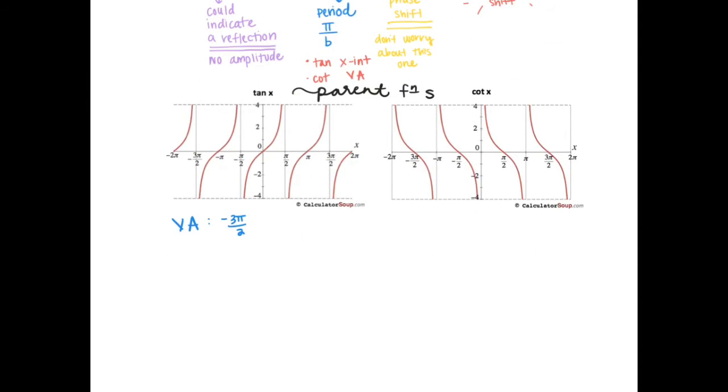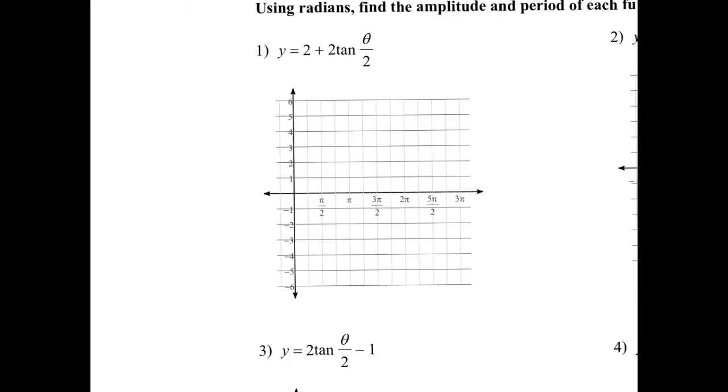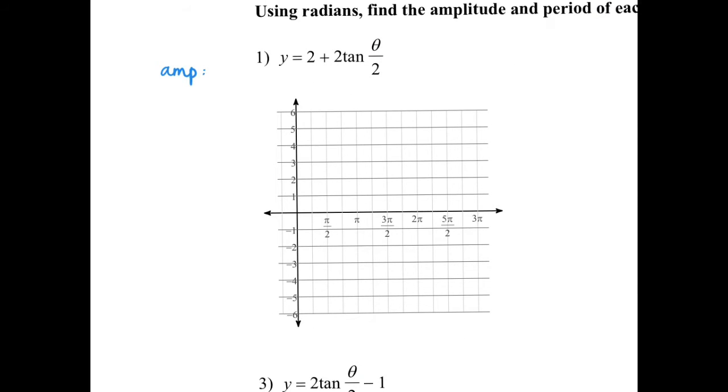Okay, so this would be a really good time to pause so you can take a look at where my vertical asymptotes are and where my x-intercepts are, because those are going to be the big pieces that I'm going to look for. Okay, so amplitude is none. However, it's really good practice to get used to writing it in. For my period, I've got pi over 1/2, which is 2 pi.